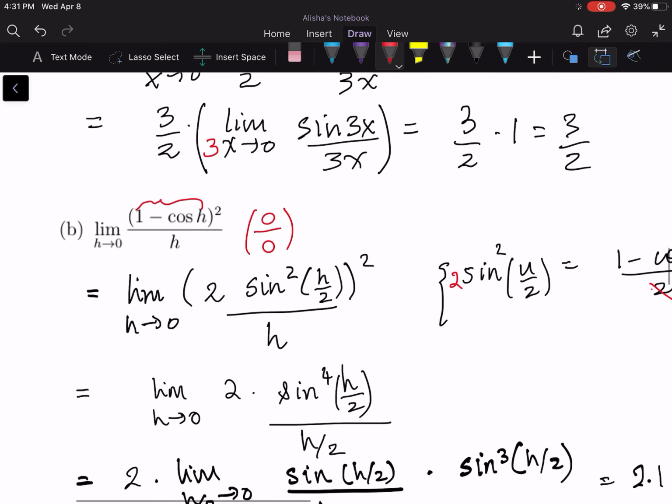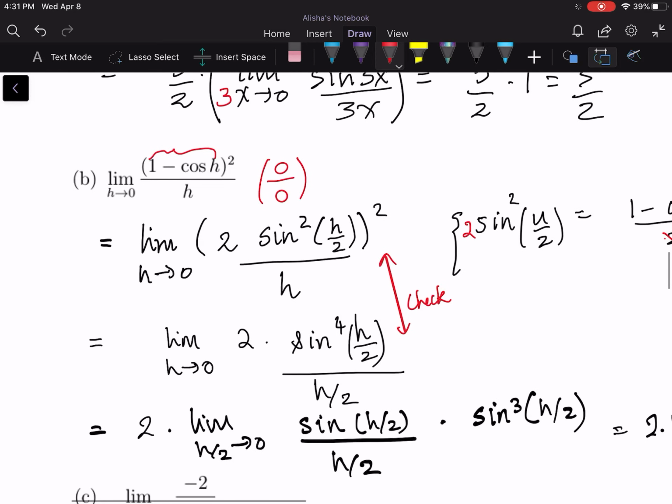Doing some algebra, so definitely check the algebra, and I want you to try it out for yourself. But doing some algebra, you can open out the parentheses and move some 2's around so that you're looking at 2 times sine to the 4 of h over 2 divided by h over 2. And I'm going to move that constant outside the limit. It's just a constant. It's not a big deal.